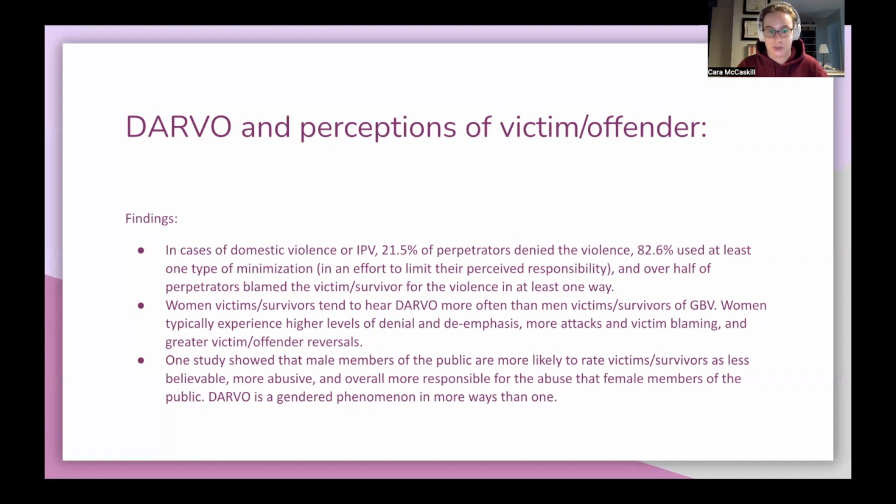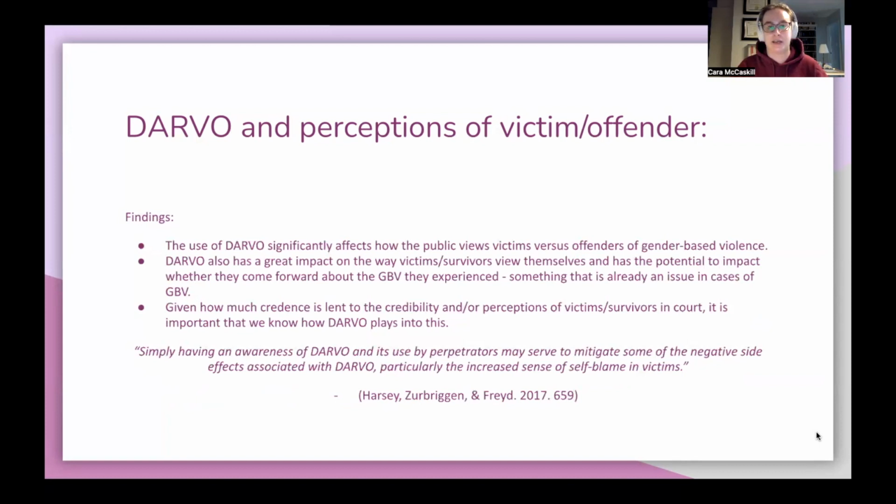The use of DARVO significantly affects how the public views victims versus offenders of gender-based violence, as we've seen. It's greatly influential on the way that victims and survivors view themselves. It has the potential to impact whether they come forward about gender-based violence that they've experienced, which is something that's already an issue, as those types of crimes are among the most underreported. And it has the ability to cause great psychological and emotional distress to victims and survivors. They can experience significant feelings of confusion and self-doubt and guilt, all based on this tactic of DARVO being perpetrated.